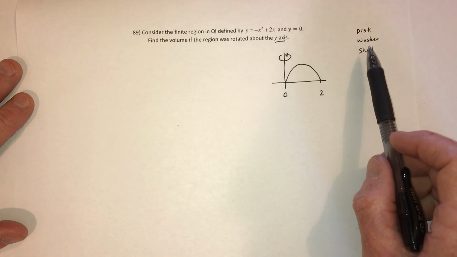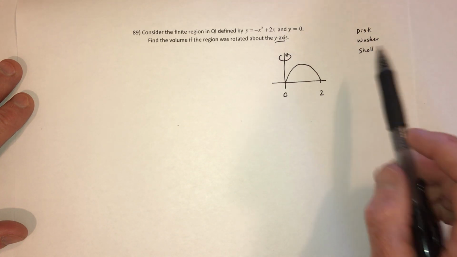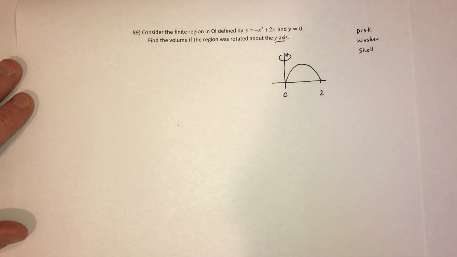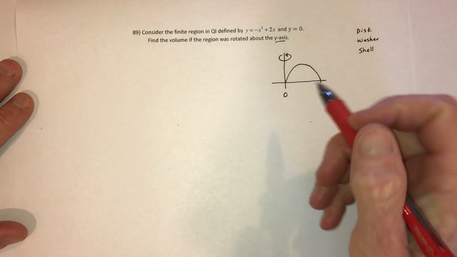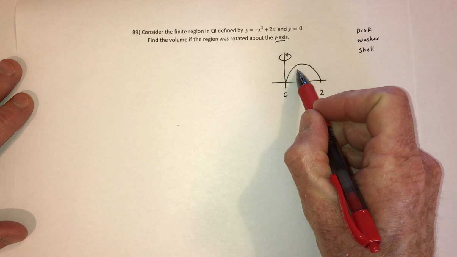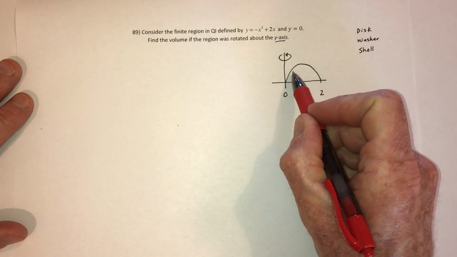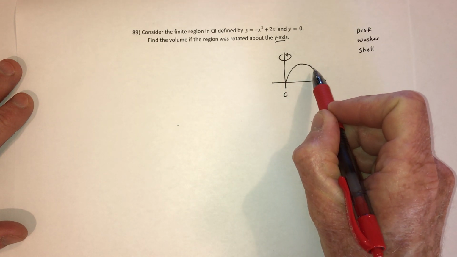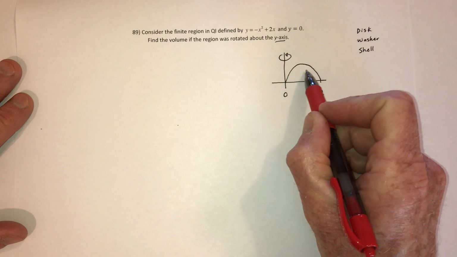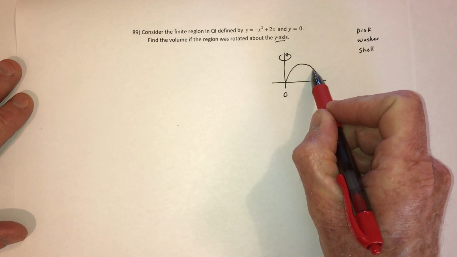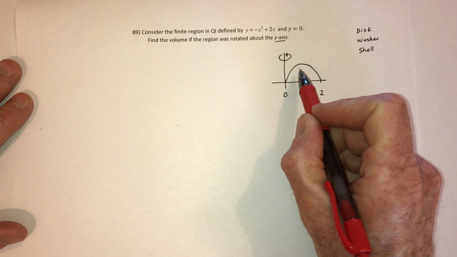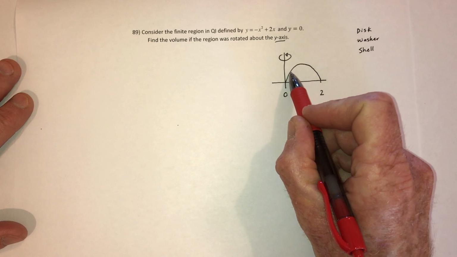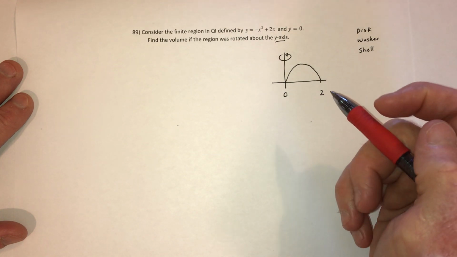Well, before deciding is it disk or is it shell, what you should do is make the representative rectangle. Now, if I make the rectangle go horizontal, then there's a problem, because in order to find the length of that, you would have to take the point on the right, which is the parabola, minus the point on the left, which is the same parabola, and then it would say its length is 0. So that's not such a good idea.